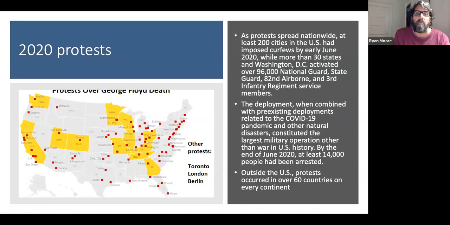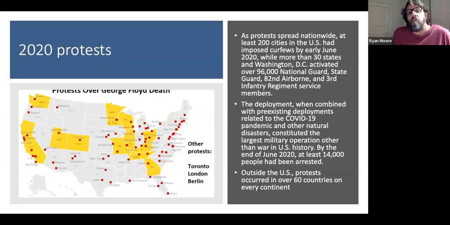Here's a map of where those protests took place, or at least the major ones. As the protests spread nationwide, at least 200 cities in the US imposed curfews by early June 2020, while more than 30 states and Washington, D.C. activated more than 96,000 National Guard, State Guard, 82nd Airborne, and the 3rd Infantry Regiment service members.